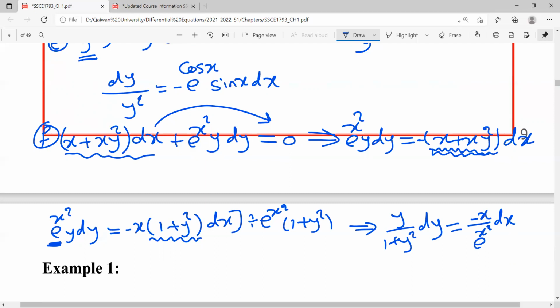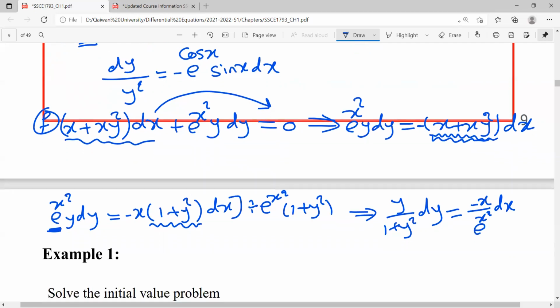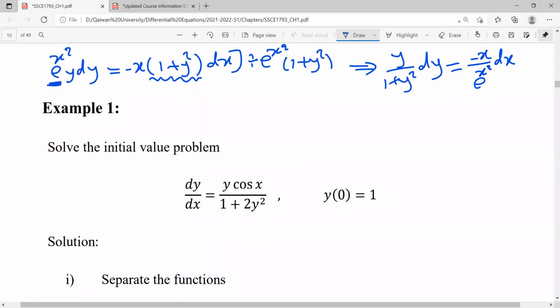Okay, that's how to separate the variables. I mean, x with dx and y with dy. After this step, you just need to take the integral of both sides. You will get the solution for the differential equation.